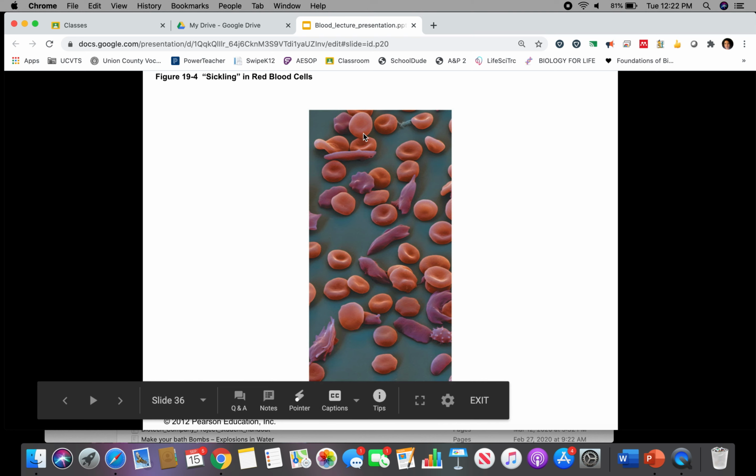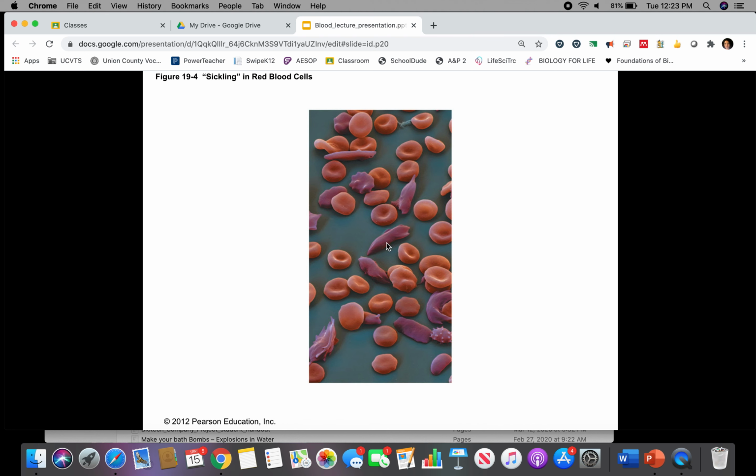This is an example of normal RBC, and then you see the sickle-shaped cells. These are a special type of RBCs which have deformed hemoglobin, and they cause sickling of the cell, or sickle cell anemia.